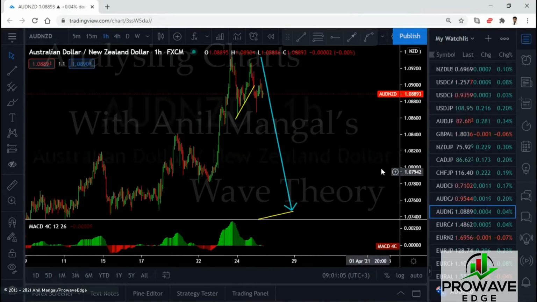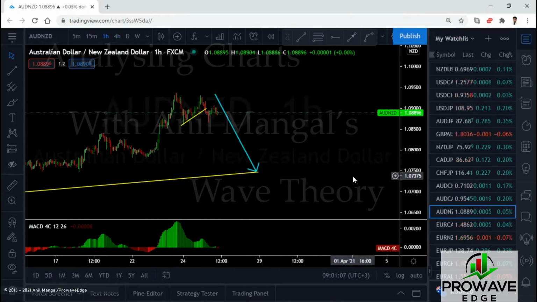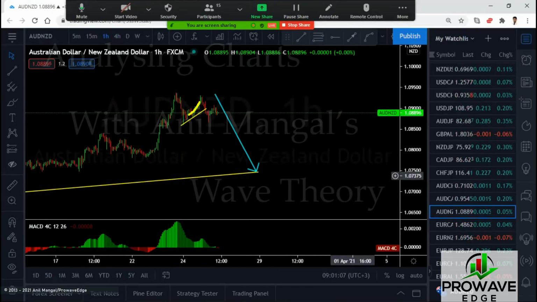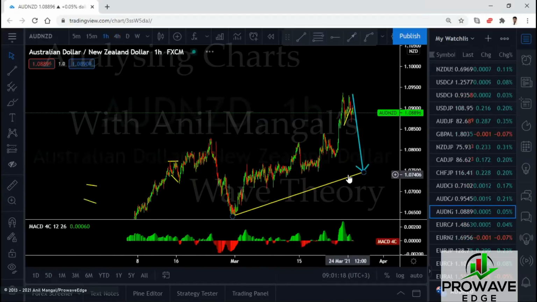Aussie, New Zealand. So it came down. We spoke about this yesterday. Once this goes up that high, you're looking for a running flat here, possible. So this could still go break the top and then come back. I'll be very careful of the sell now.